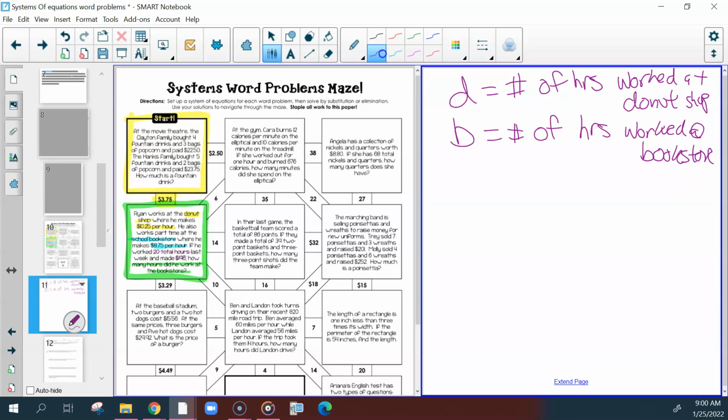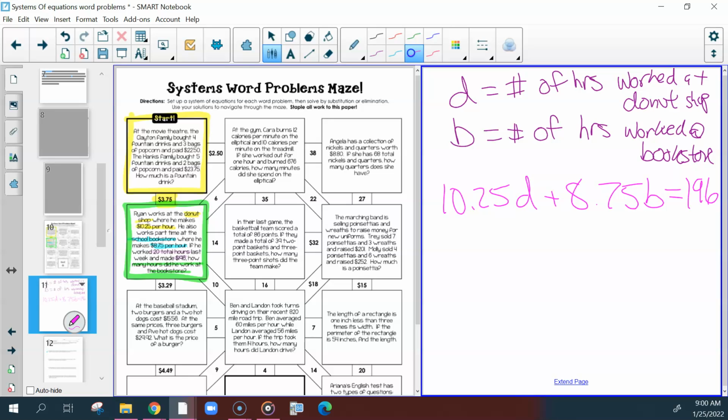Okay, then you're on the right track, 10.25B plus 8.75D equals 196. The money goes together. This is the amount he makes at the top, the amount he makes at the bookstore, the total amount he makes. So all the money needs to go together.